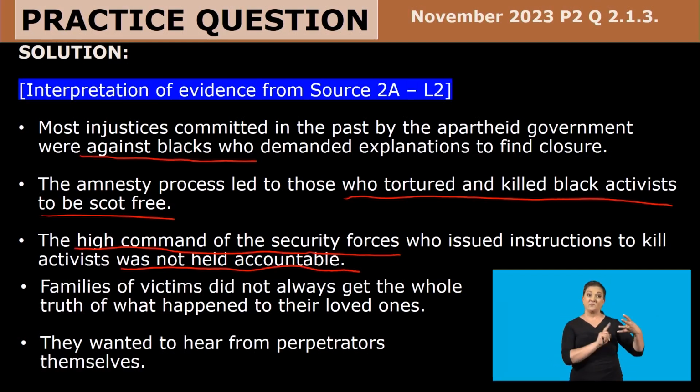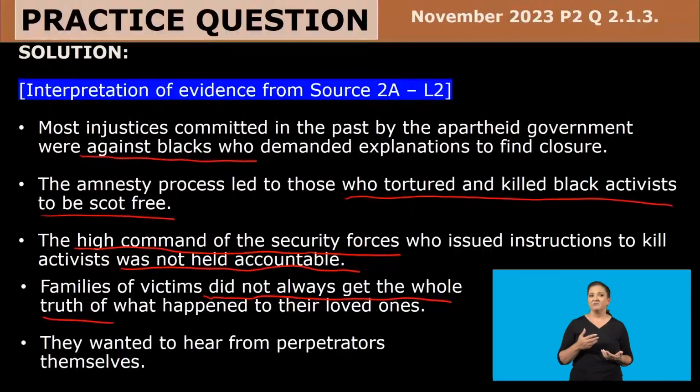Another possible response here is that families of victims did not always get the whole truth. Okay, I'm going to underline, did not always get the whole truth of what happened to their loved ones. So obviously, if people did not get the whole truth, they would not be happy with the process, because if your loved one was killed, you would want to know the whole truth of what happened to them.